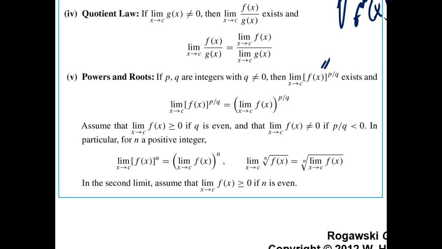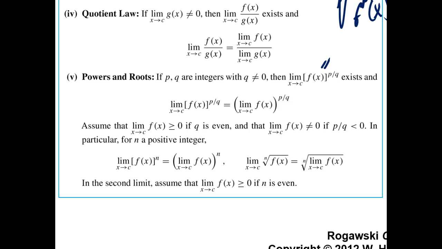If this thing is positive or 0, greater than or equal to 0, and q is even, then you're fine. Okay, as long as, let's see, the limit as x approaches c of this is not equal to 0 if p over q is less than 0. If the exponent is negative, then you're dividing by it, so this thing can't be 0, because you can never divide by 0. So that's why those two caveats are in there.